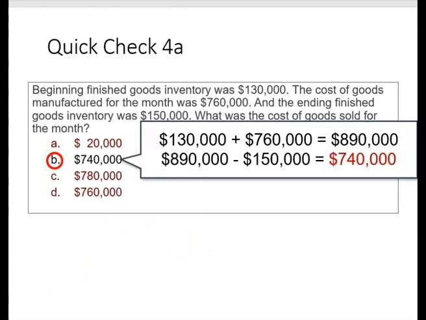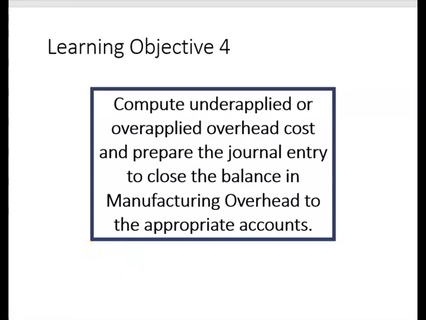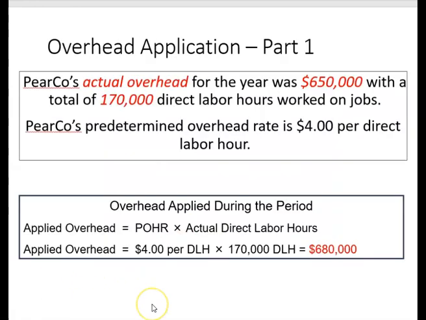All right, next we're going to compute underapplied or overapplied. We did it on ours, but let's do it on another example called Pear Company. So Pear Company's actual overhead was $650 with a total of 170,000 direct labor hours. Their predetermined overhead rate is $4. So let's figure out how much to apply. So we're going to apply $4 times actual direct labor hours. So $4, and then what was our actual direct labor hours? 170,000. So we'll say $4 times 170,000. That's how much we're going to apply.